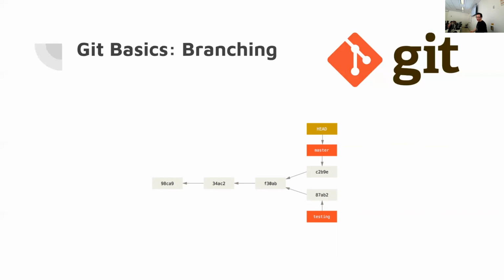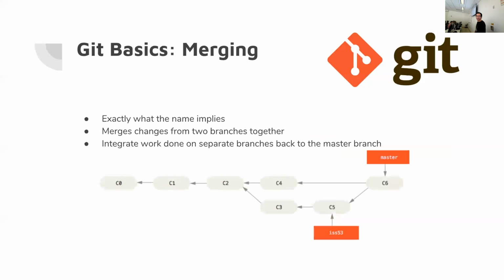Yeah, well, that's going to be the next thing, and it's merging. So this is pretty self-explanatory, right? If we have two separate branches of development and we want to put them together, we just merge them together. So this makes a new commit, and what Git does is it figures out what changes you made here and what changes you made here, and basically puts them all together.